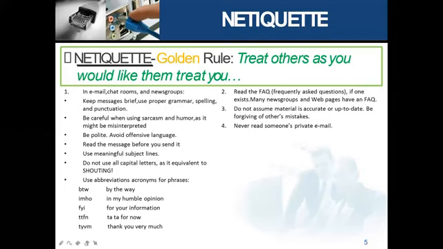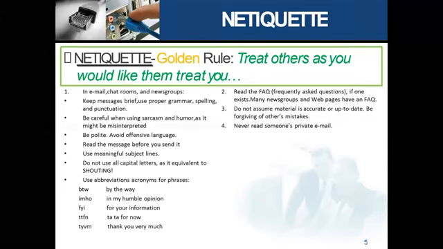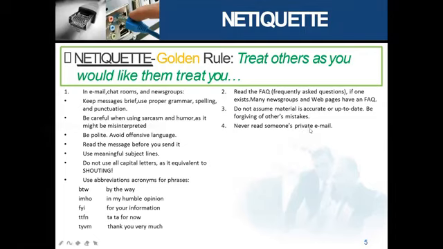ठीक है, तो ये ज़रूरी नहीं है कि नेट पर जितना मटेरियल हो वो वैलिड हो, ऑथेंटिक हो और बिल्कुल अप टू डेट हो. It's not necessary. So without inquiring anything, do not use them. Never read someone's private email.